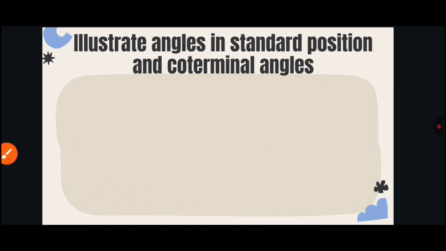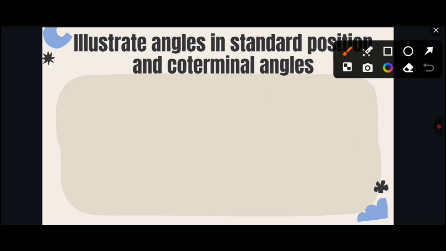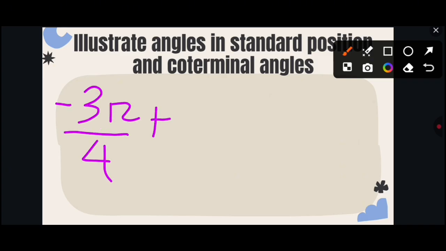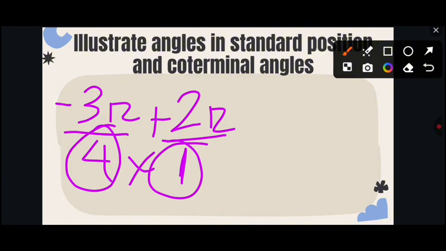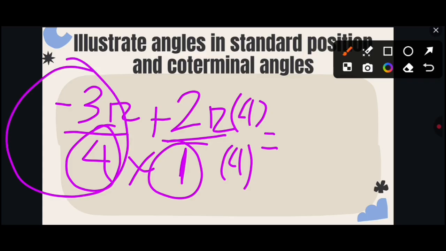So, yung nakuha natin na answer kanina is negative 3 pi over 4. And we will add again 2 pi to make it positive. Since 2 pi is a whole number, to make it a fraction, just add 1 to its denominator. Then, magkaiba ulit sila ng denominator, so multiply it. 4 times 1 is 4. Add here, then equals. Then, copy again our answer na nakuha kanina, which is negative 3 pi over 4, then plus again, since we're looking for positive.